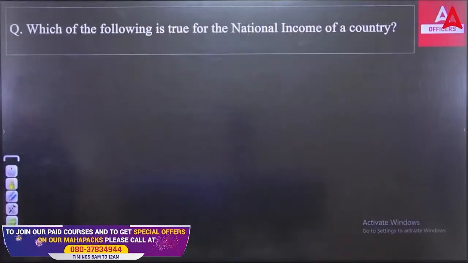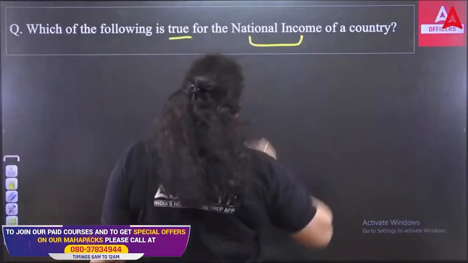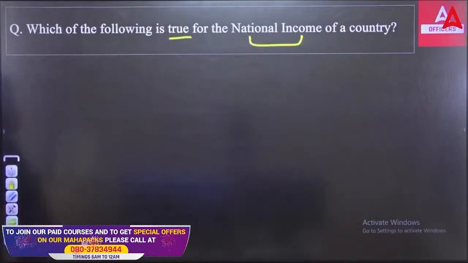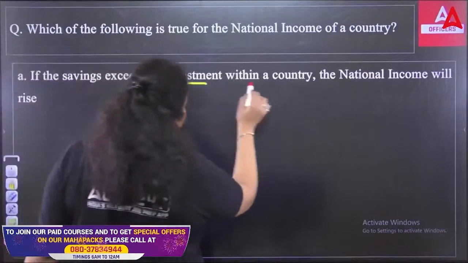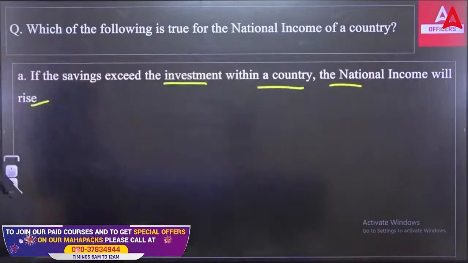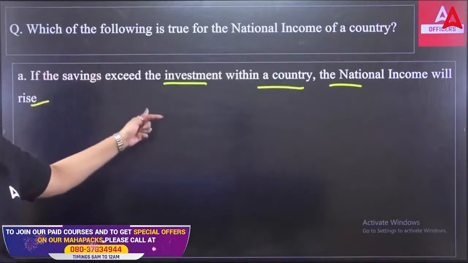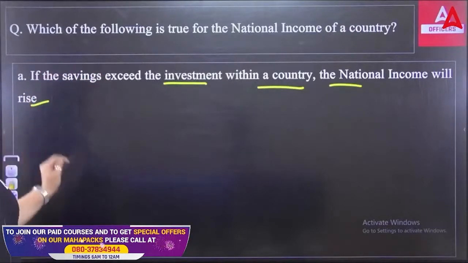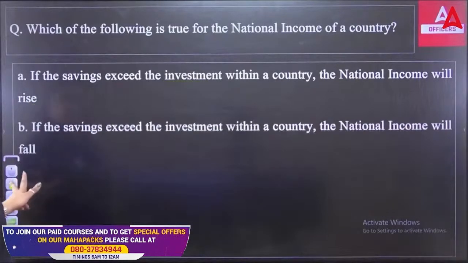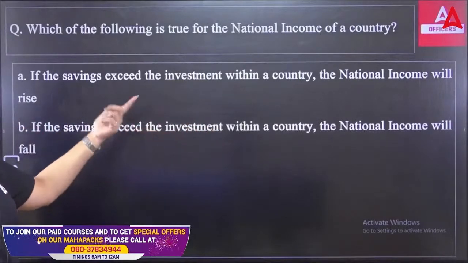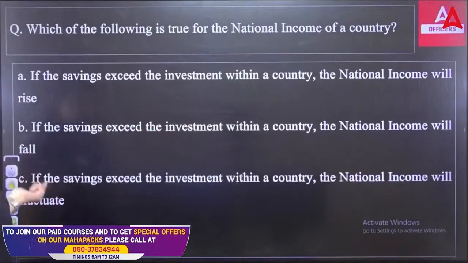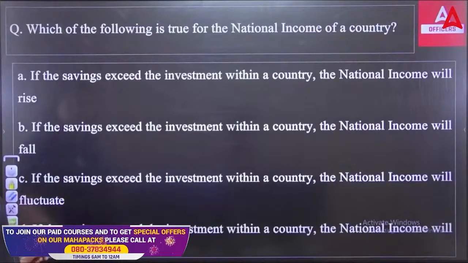Okay, next. Which of the following is true for the national income of a country? You have to answer which of the following is true in context to the national income of a country. First, if the savings exceed the investment within a country, the national income will rise. Second, if savings exceed the investment within the country, the national income will fall. Third, if the savings exceed investment within a country, national income will fluctuate. And the fourth is saying if the savings exceed investment within a country, the national income will remain constant.